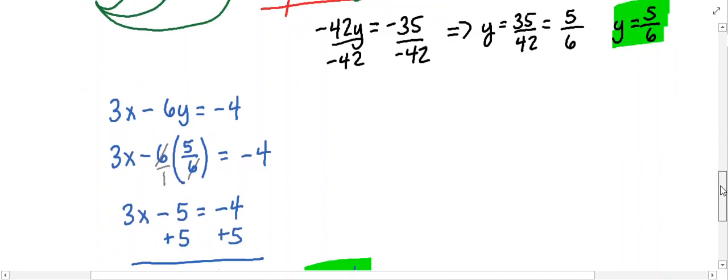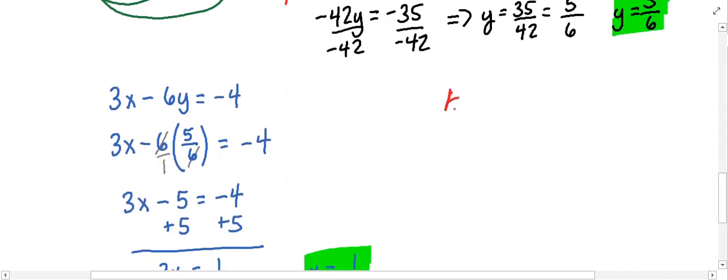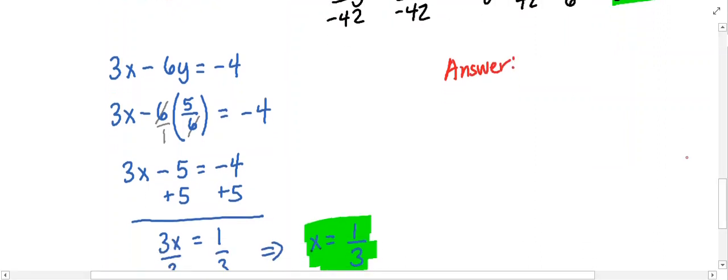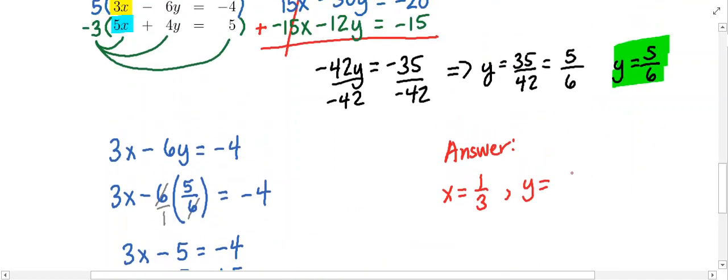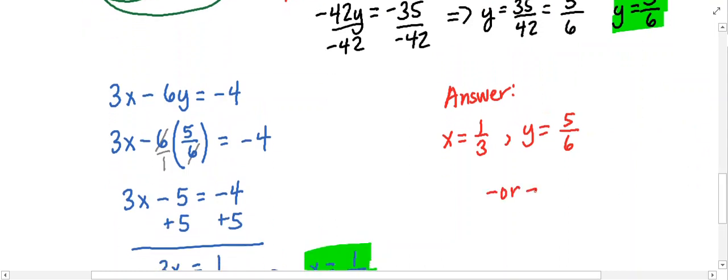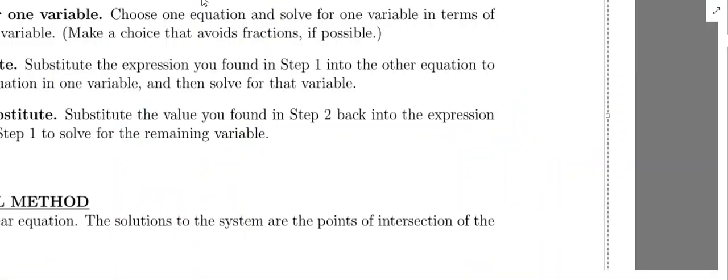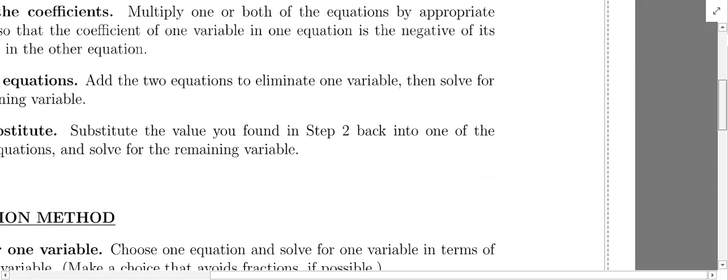Okay, so I'll go ahead and write down the answer here. You can just specifically state each variable. So x is 1/3, and then y has to be 5/6. You can also write it as an ordered pair. Always put x first. So x is 1/3, y is 5/6. Okay, there's your answer.